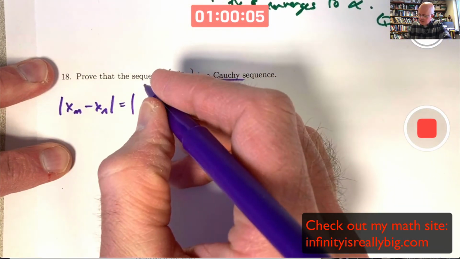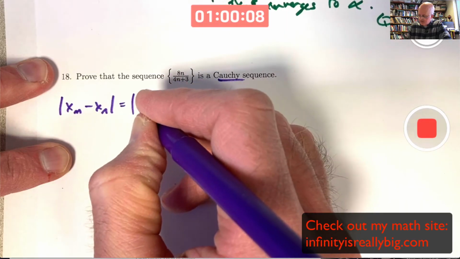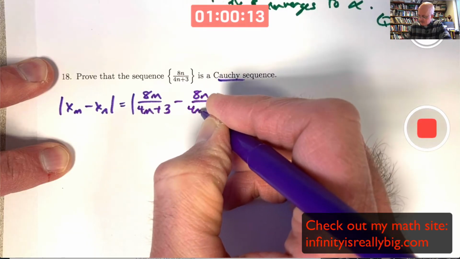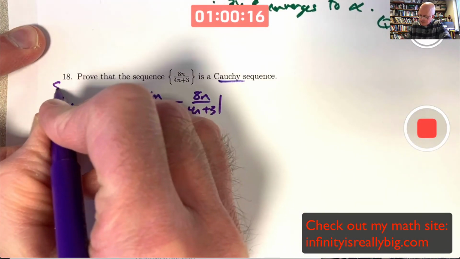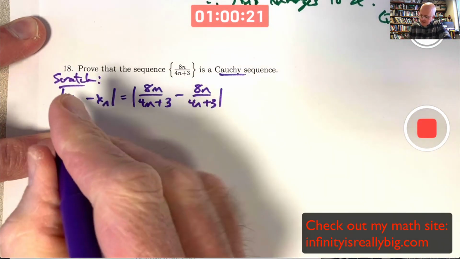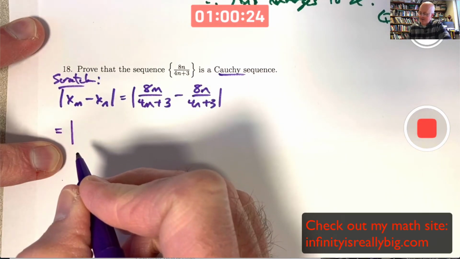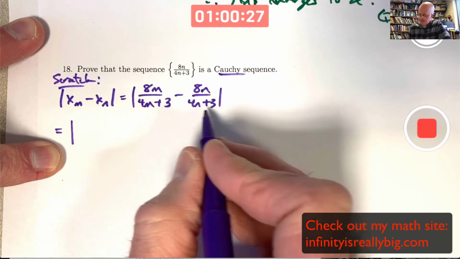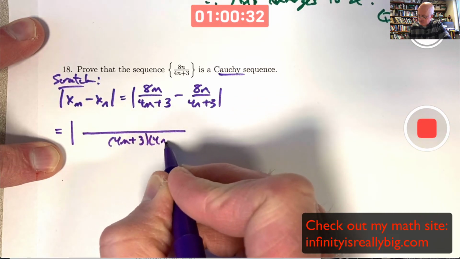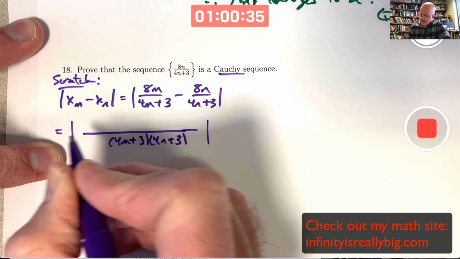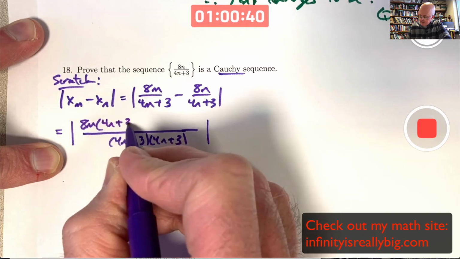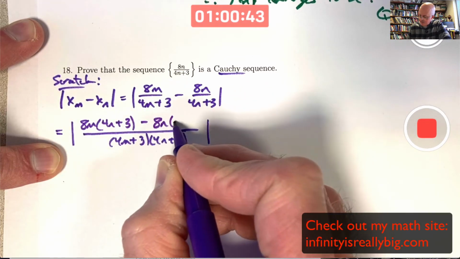We're using this particular sequence. The only thing it seems reasonable to try here is to just see if you can simplify this thing. This is scratch work. I guess that means we need a common denominator here of the product of these two things, 4m plus 3 and 4n plus 3. For the 8m, I've got to multiply by 4n plus 3. And for the 8n, I need to multiply by 4m plus 3.